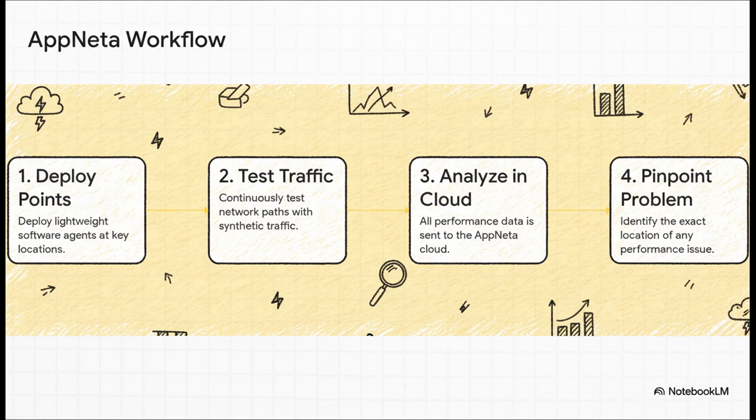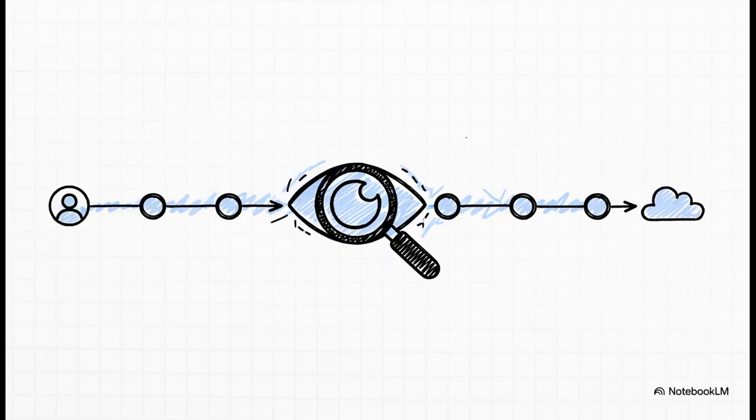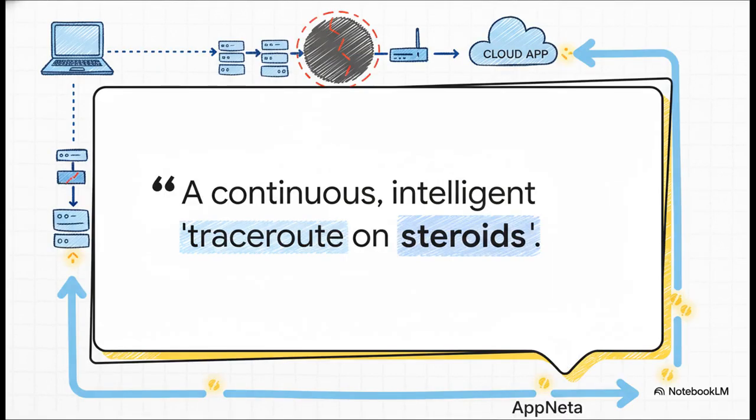And that, of course, leads to the final step, pinpointing the exact location of any problem. Now, the technology that powers all of this, that's the real secret sauce. It's called PathView, and it's AppNeta's signature active monitoring engine. This is the piece that maps out that entire network journey hop by painful hop. The best way I've ever heard it described is this quote right here. It's like a continuous, intelligent traceroute on steroids.